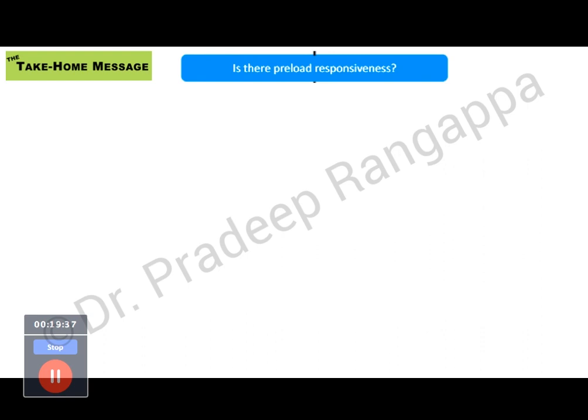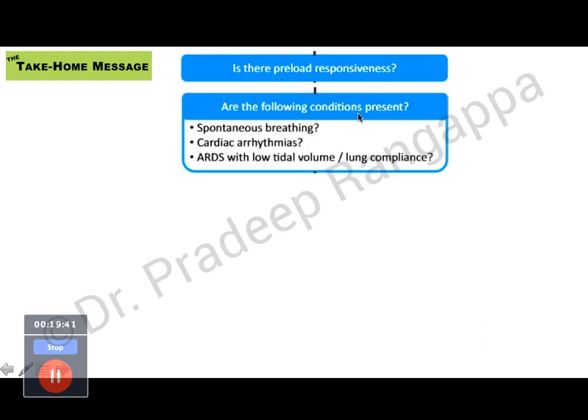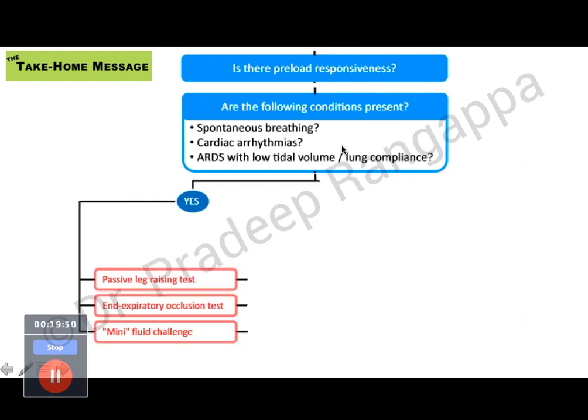So if you look at this algorithm, you would see whether the patient is preload responsive, and then the second thing you would look at is whether the patient is spontaneously breathing, whether he has cardiac arrhythmias, or whether he has ARDS with low tidal volume. If the answer is yes, if the patient is spontaneously breathing, if he has cardiac arrhythmias, then you would go for the passive leg raising test, and the passive leg raising test is validated with cardiac output, right?